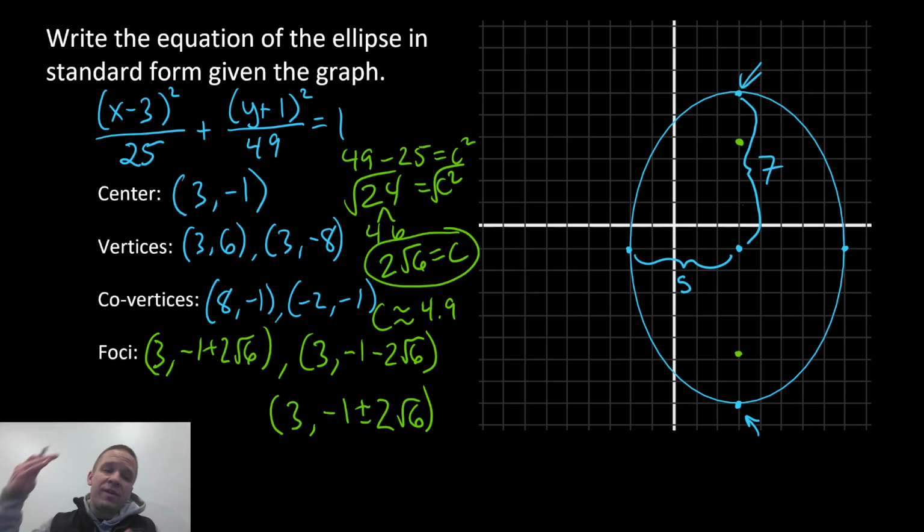We got our graph. We've got all those blanks filled in, center, vertices, co-vertices, and foci. Got them all plotted there. That's what I'm talking about.